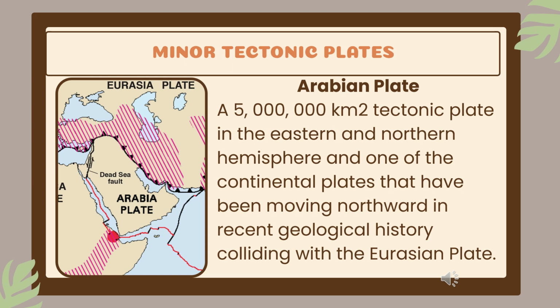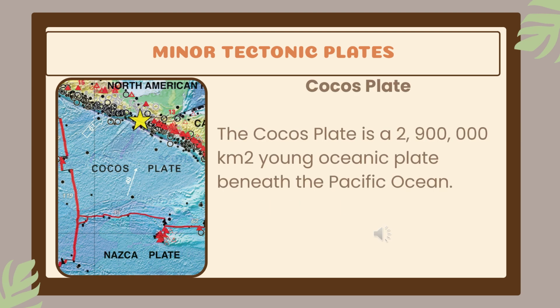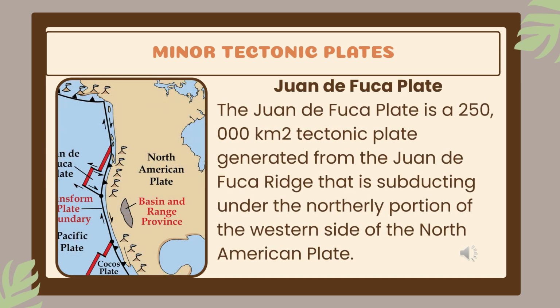Arabian plate. A 5 million square kilometer tectonic plate in the eastern and northern hemisphere and one of the continental plates that have been moving northward in recent geological history, colliding with the Eurasian plate. Scotia plate. The Scotia plate is a 1,600,000 square kilometer tectonic plate on the edge of the South Atlantic and the Southern Ocean. Cocos plate. The Cocos plate is a 2,900,000 square kilometer young oceanic plate beneath the Pacific Ocean. And Juan de Fuca plate. The Juan de Fuca plate is a 250,000 square kilometer tectonic plate generated from the Juan de Fuca ridge that is subducting under the northerly portion of the western side of the North American plate.